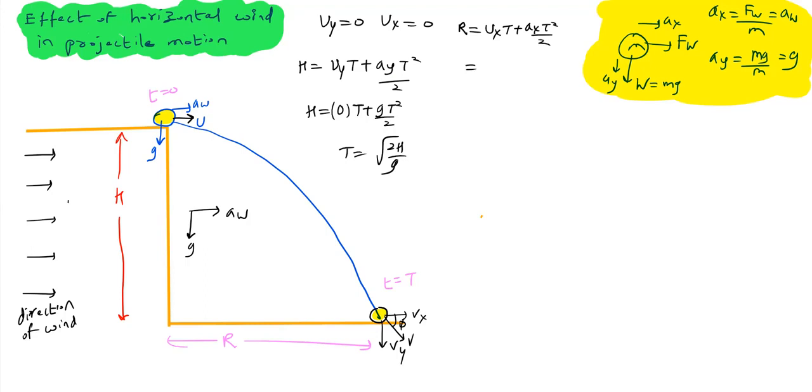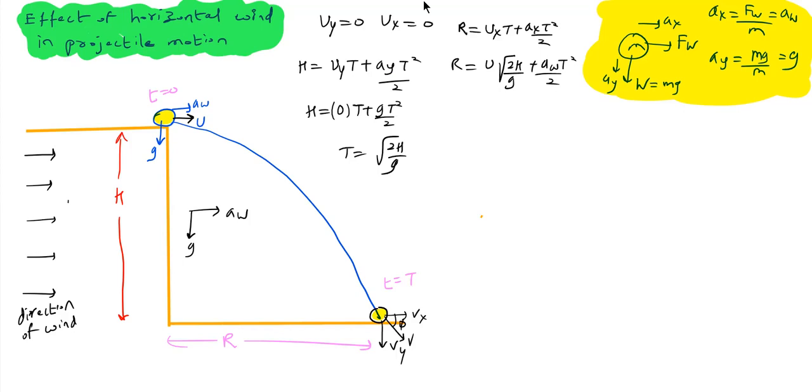The horizontal velocity imparted initially at t equals 0 was equal to u. So this is u. Time of flight we know, 2h by g. Horizontal acceleration imparted by the wind, a_w, t square by 2. This is the expression for range.